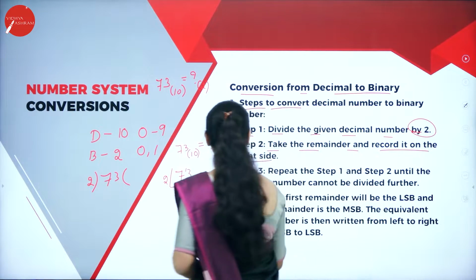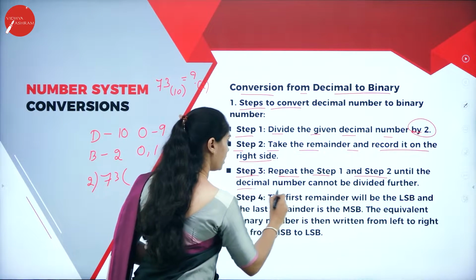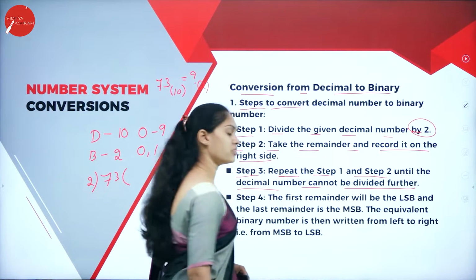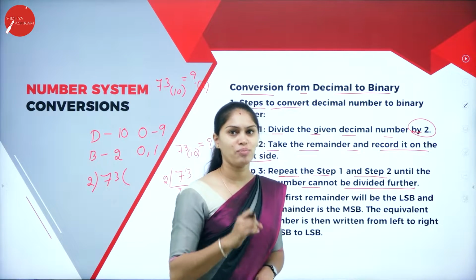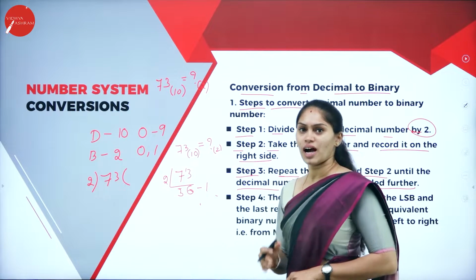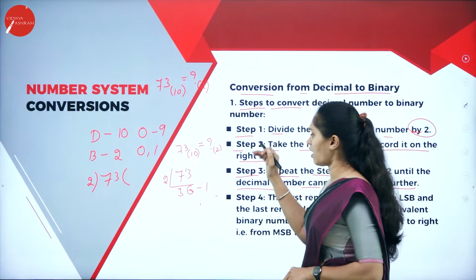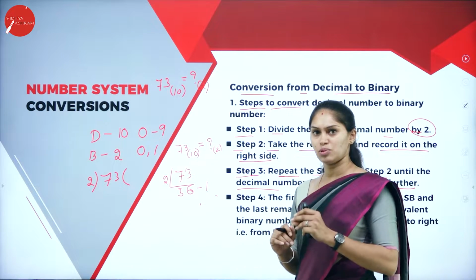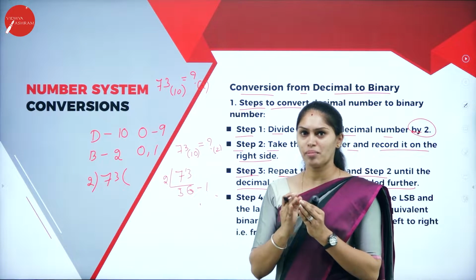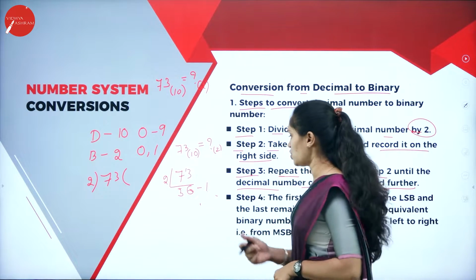Next, step 3, repeat step 1 and step 2 until the decimal number cannot be divided further. When the quotient value becomes 0, then we cannot divide that number. So up to that we have to do the calculation. That means we have to repeat step 1 and step 2. Step 1 is divide the decimal number by 2. Then in step 2 we have to record the remainder. I will show you here.